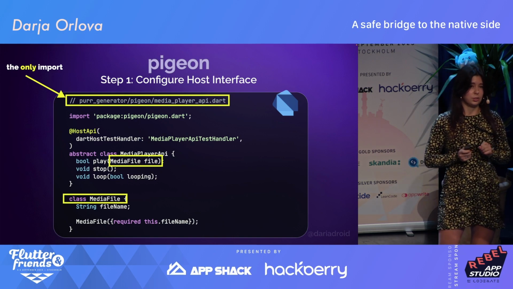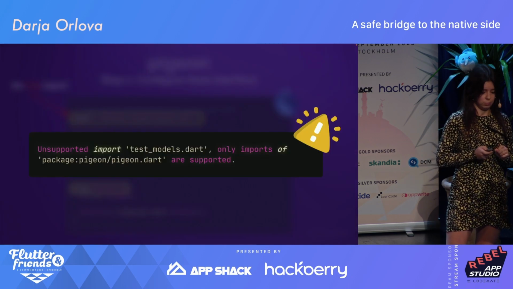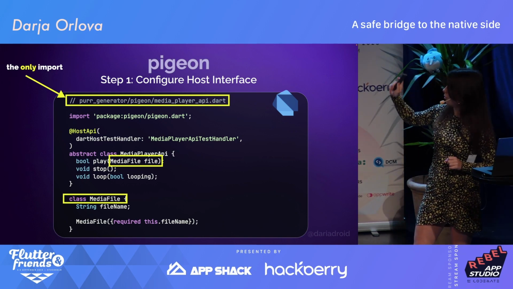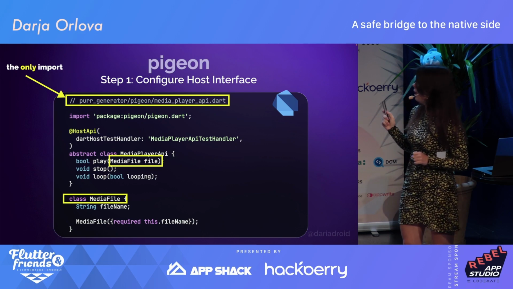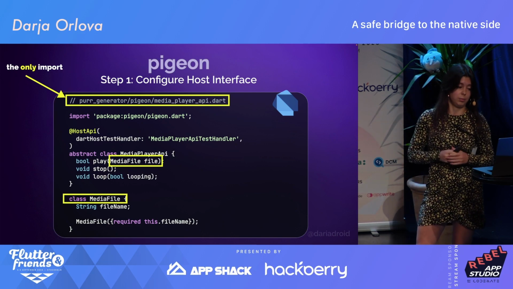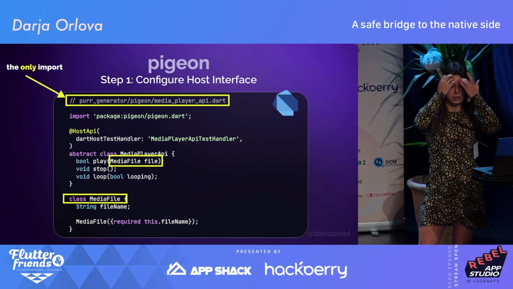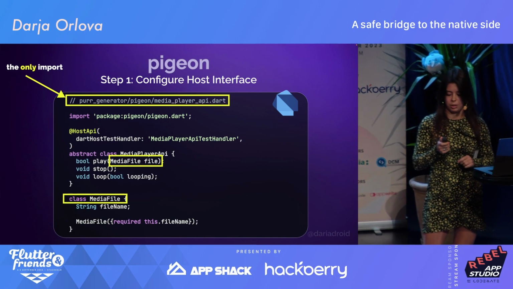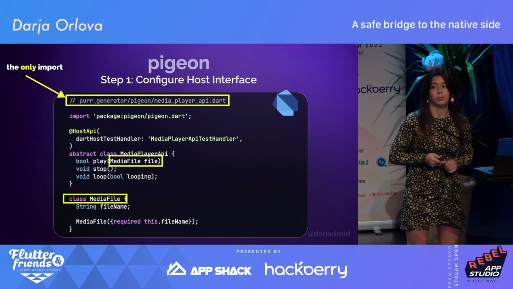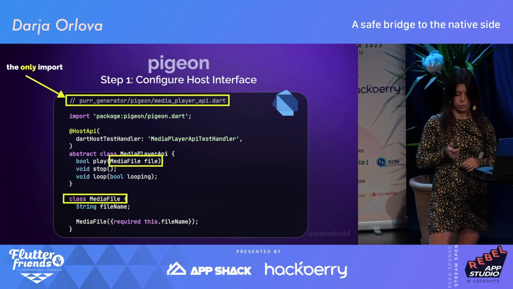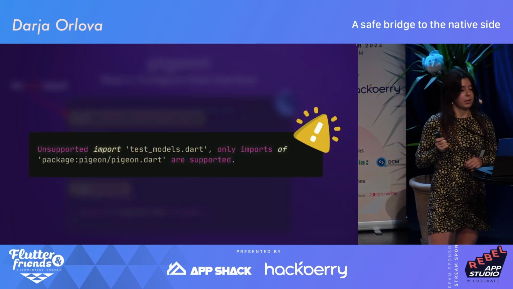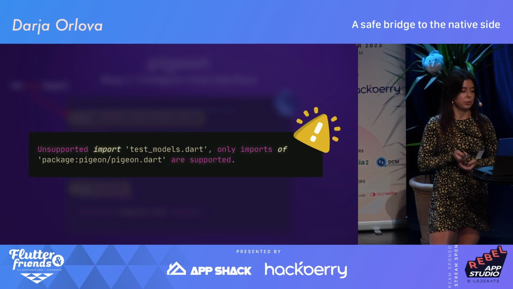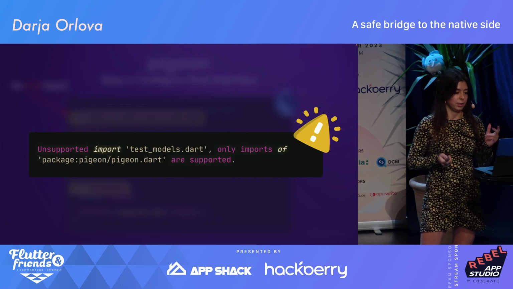And this is where the first limitation of Pigeon comes in. I made a mistake in my slide. Actually, the yellow thing should be on the import. So the only import that we can use in this file is the Pigeon library itself. Every data class that you need to use in your interface has to be specified in this same file, and you also can't use any other libraries. So if you need equality overriding or something like that, you also need to implement that yourself. Because if you try to import a library and run the Pigeon code generator, you will get an issue: unsupported import, because only Pigeon is supported.